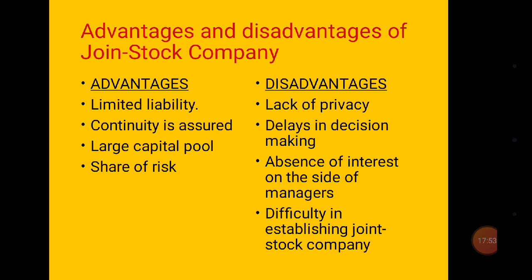A disadvantage of joint stock company is that there is lack of privacy. For example, you have to publish financial reports on how the business is doing financially, especially with public joint stock companies. And with private joint stock companies, you have to hold annual meetings to disclose your financial issues to shareholders and other important issues. Then absence of interest on the side of managers is another problem.